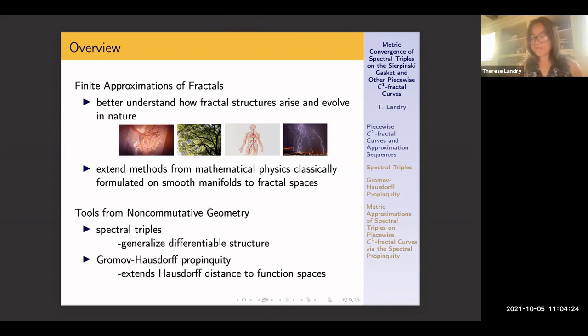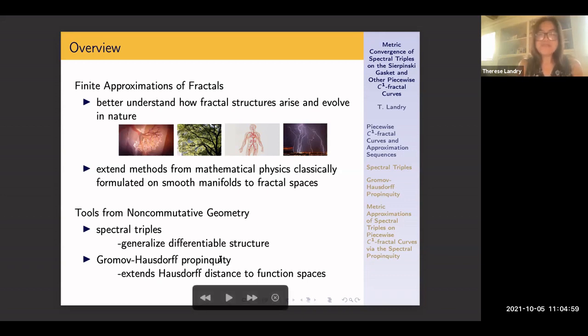So to metrically approximate differential structures on fractals, we use tools from non-commutative geometry. And well, why is that appropriate? Well, first of all, essentially non-commutative geometry studies the geometry of a space by analyzing the algebra of functions on a space. And so even though fractals don't admit smooth paths, they do admit continuous functions. So from the perspective of non-commutative geometry, fractals and manifolds are on the same footing.